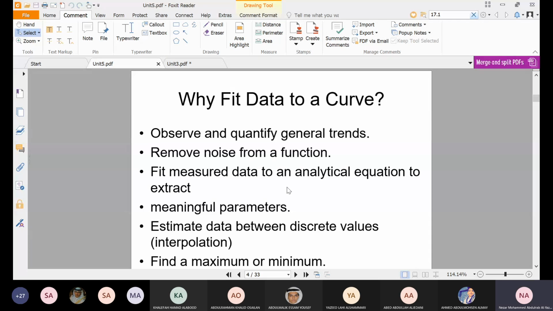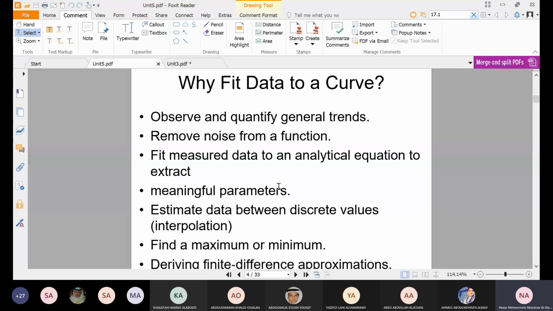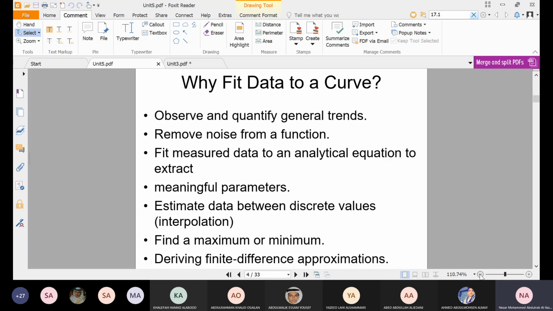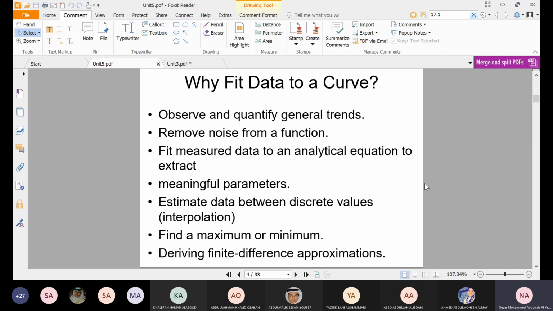Fit measured data to an analytical equation to get meaningful parameters. Estimate data between discrete points, or predict data between discrete points by using interpolation. Find the maximum or the minimum. And also derive a finite difference approximation.